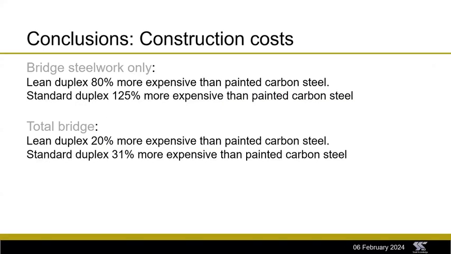So what can we conclude if we're just looking at construction costs? The lean duplex was about 80% more costly than the painted carbon steel, and the standard duplex was more than double. If we consider the steelwork only, if we think of the total bridge, then the lean duplex was about 20% more, and the standard duplex was about 31% more.